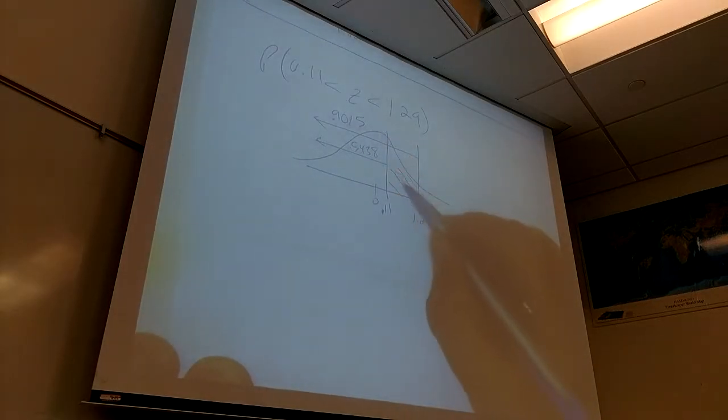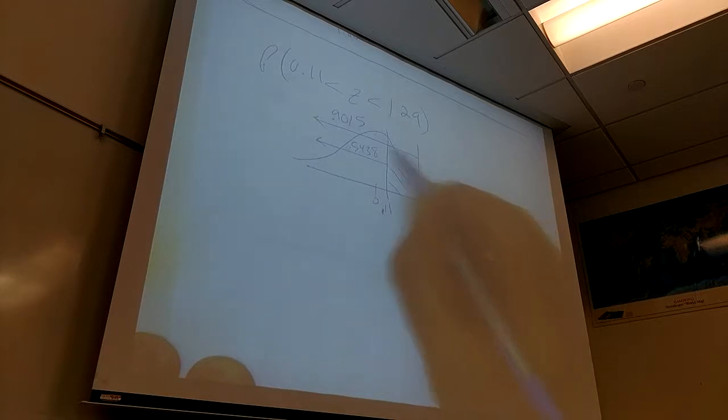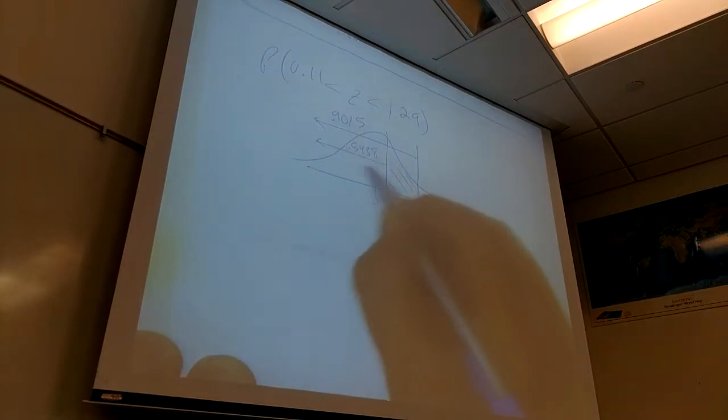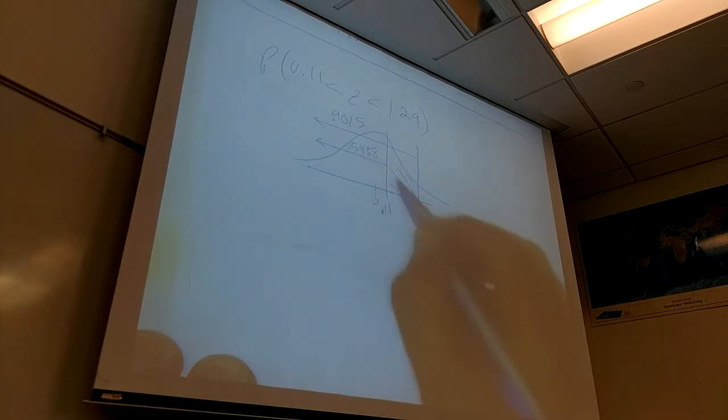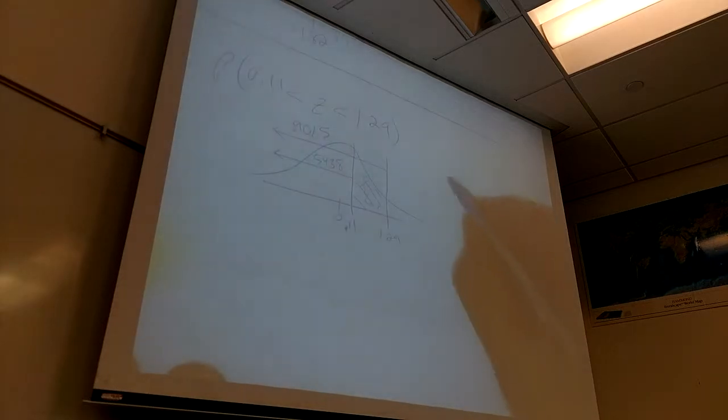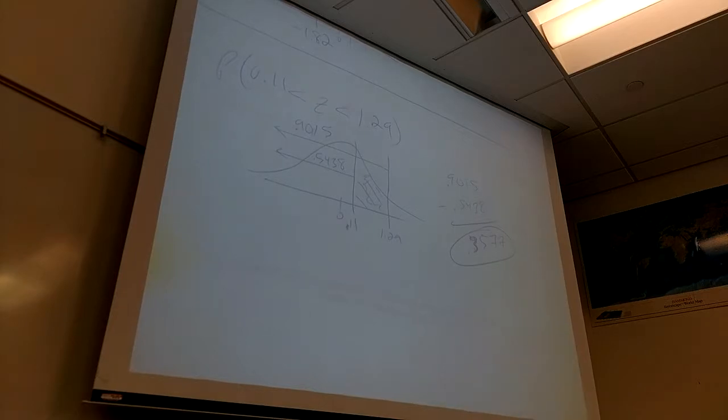Now, how do I get the area I want? This 0.9015 is the area completely below that z-score. So that's way too much. If I subtract this much, I'll be left with just this little bit that's in the middle. So you get 0.9015 minus 0.5438. What do you get? 0.3577. So almost 36% of the data would be between those two.